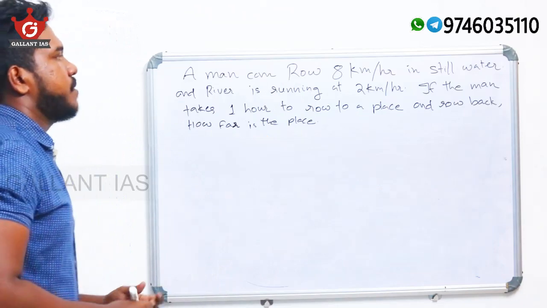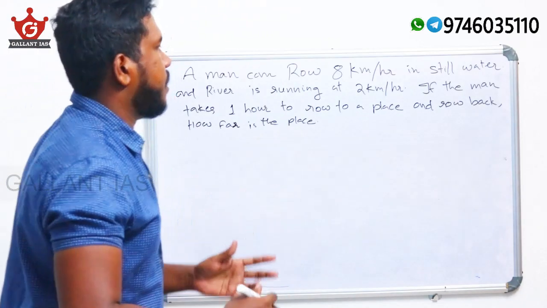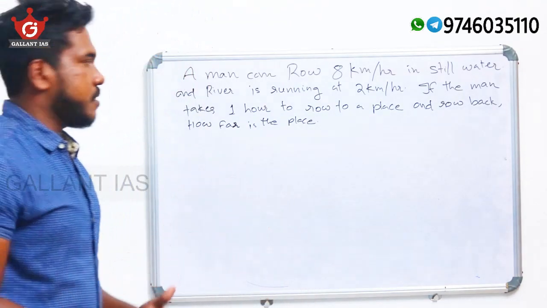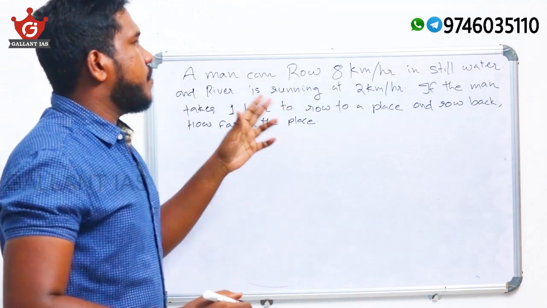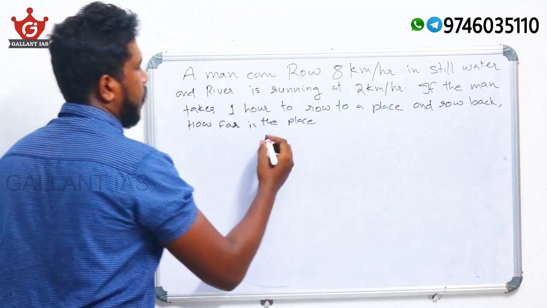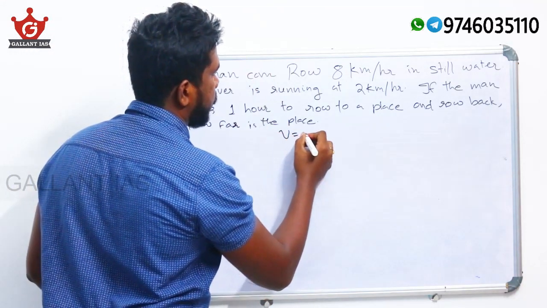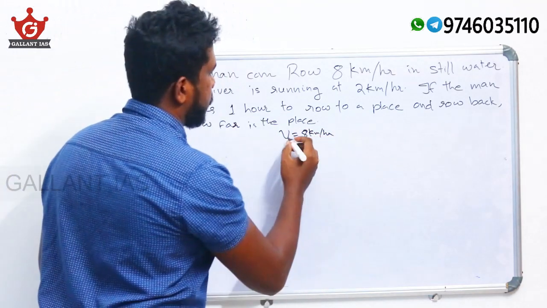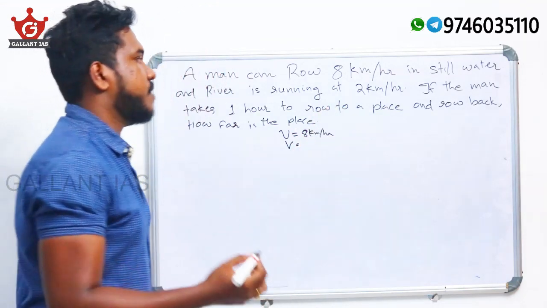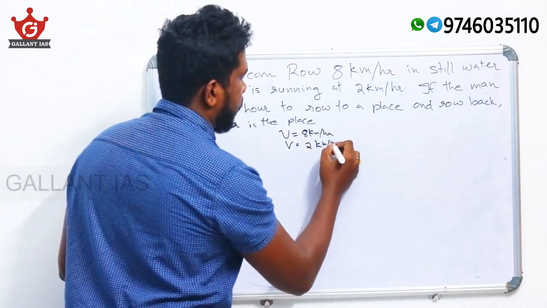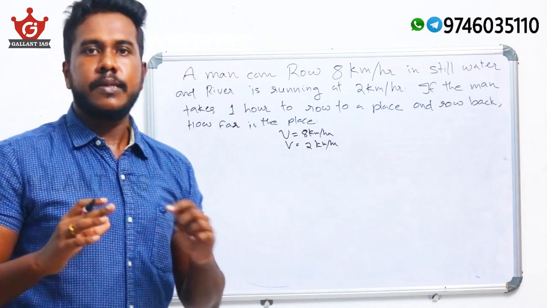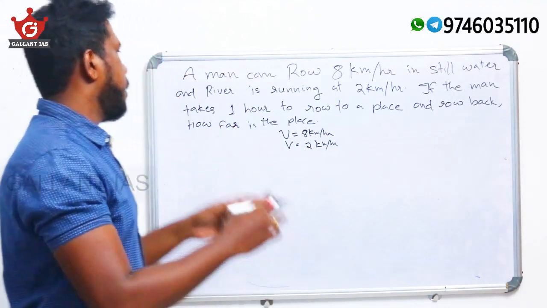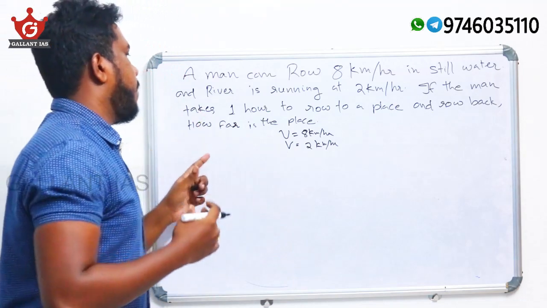A man can row 8 km per hour in still water and a river is running at 2 km per hour. If the man takes 1 hour to row to a place and row back, how far is the place? The speed of the boat in still water is given, that is U, which is 8 km per hour. The velocity of the river is also given, that is 2 km per hour. But the direction of the river is not specified, so we need to assume the direction of the river in this question.